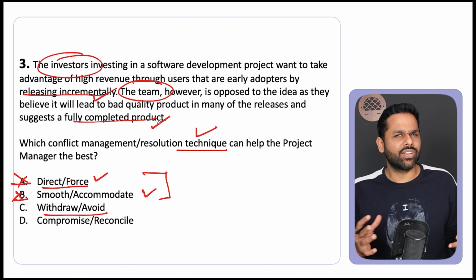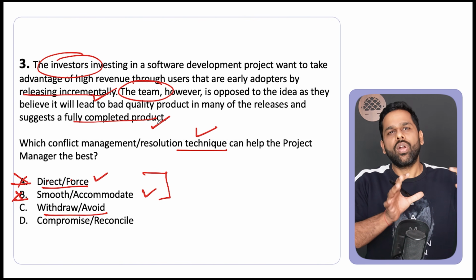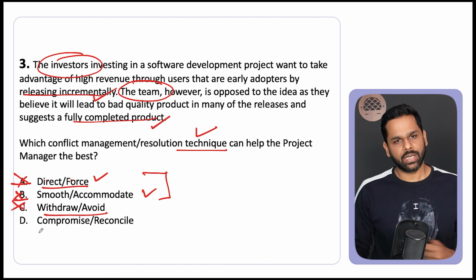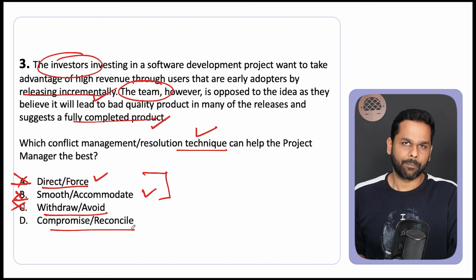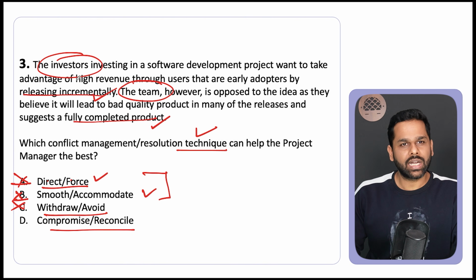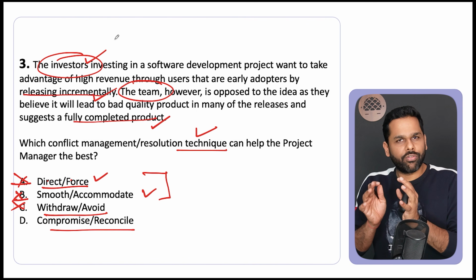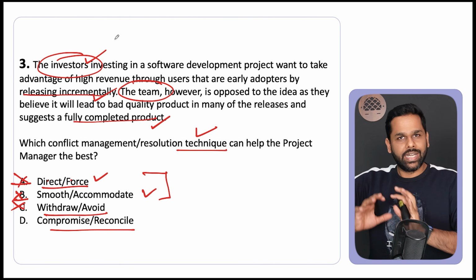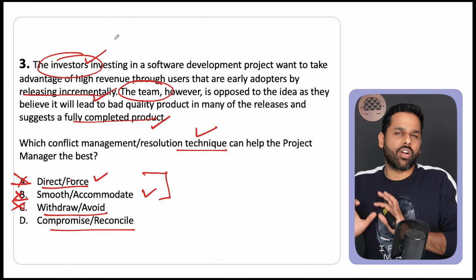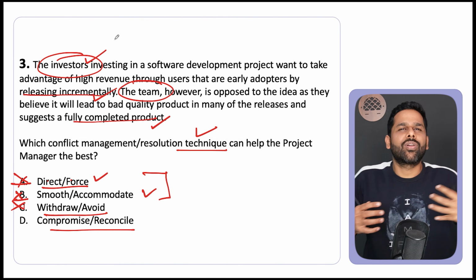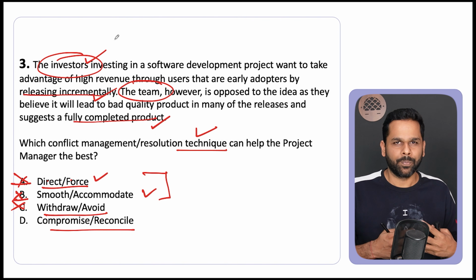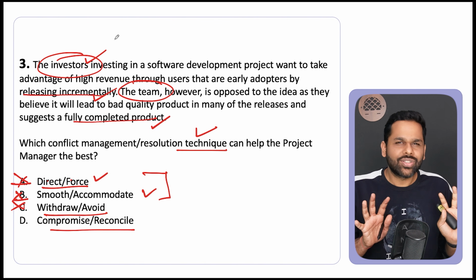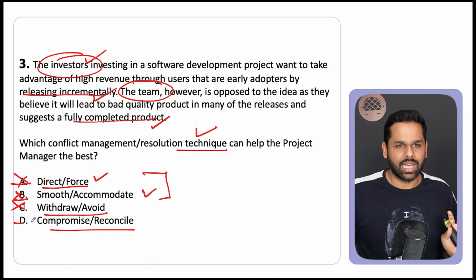You have to decide your approach and methodology in the beginning itself. You cannot keep it on hold. So C can also be eliminated. Option D, compromise and reconcile. Now the compromise would mean that the investor's point of view would be taken, but a little bit of it would not be done. The team's point of view would be taken, but a little bit of it would not be done. So it will be more like a sacrifice from both ends. They'll be compromising on it. And when they do it, both of their points are also taken. So we can select this choice.